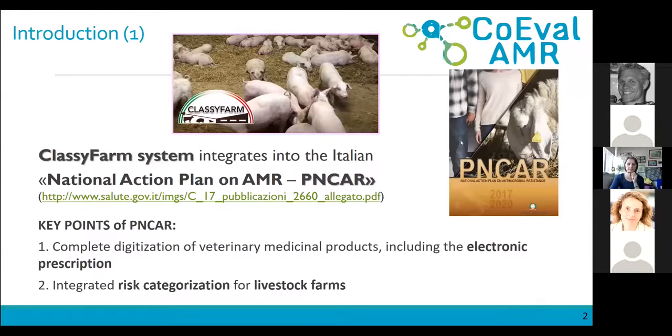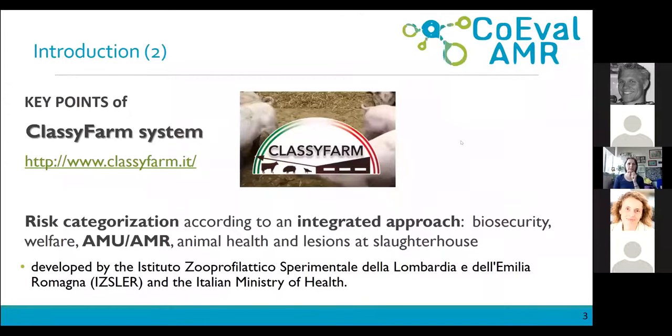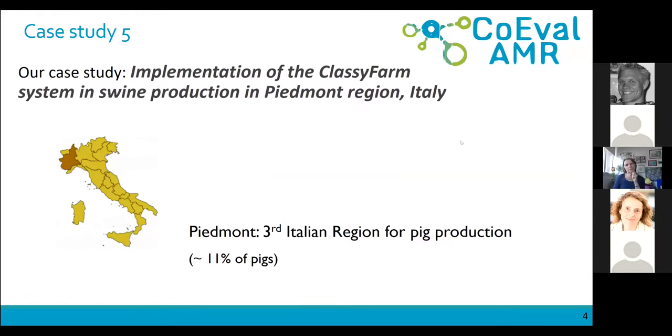As regards the veterinary sector, the key points of this National Action Plan are a complete digitization of veterinary medicinal products, including the electronic prescription of drugs, and an integrated risk categorization for livestock farms. So Classifarm system is a risk categorization tool that is based on an integrated approach. So it is based on biosecurity, welfare, animal health, lesions and slaughterhouses, and also the use of antimicrobials and AMR. In particular, we focused on the implementation of this Classifarm system in swine production in Piedmont region, that is our region in the northwest of Italy, and that is the third Italian region for pig production.